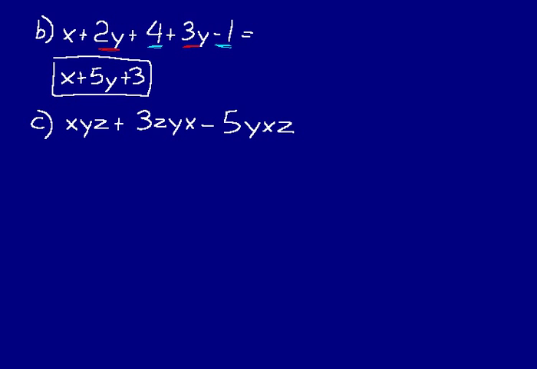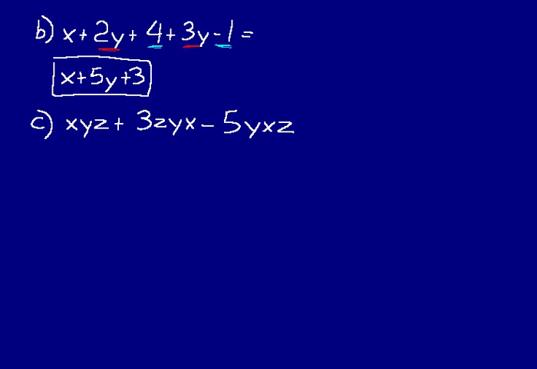Look at practice problem C. We have three terms there, xyz plus 3zyx minus 5yxz. Now, all of those are really like terms, aren't they? Because they all have x times y times z in them. They're just in different orders, and we remember that in multiplication the order doesn't matter. And we just look at the variables or the letter parts. We don't look at the numerical coefficient to determine if they are like terms or not.